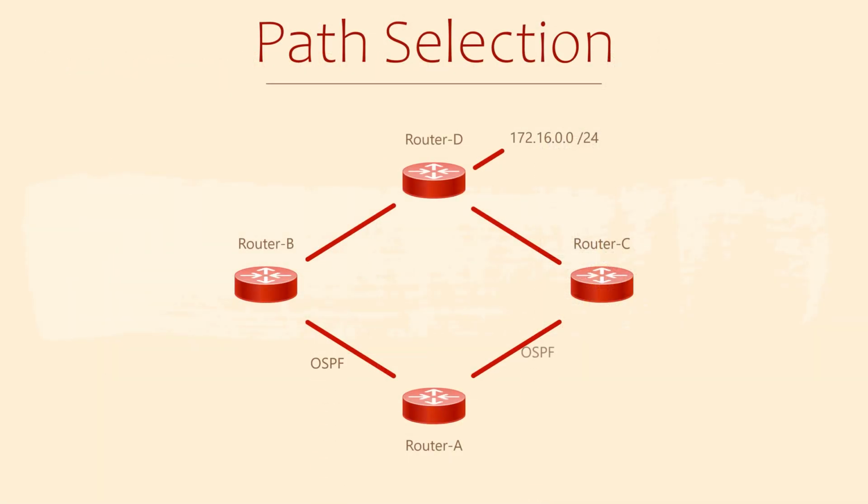One last case to consider. Take a look at this example. It's like before, but this time we only have OSPF. And notice that the metric is the same on both links. What will happen here? In this case, the router installs both routes into the routing table. This is called equal cost multipath, or ECMP.